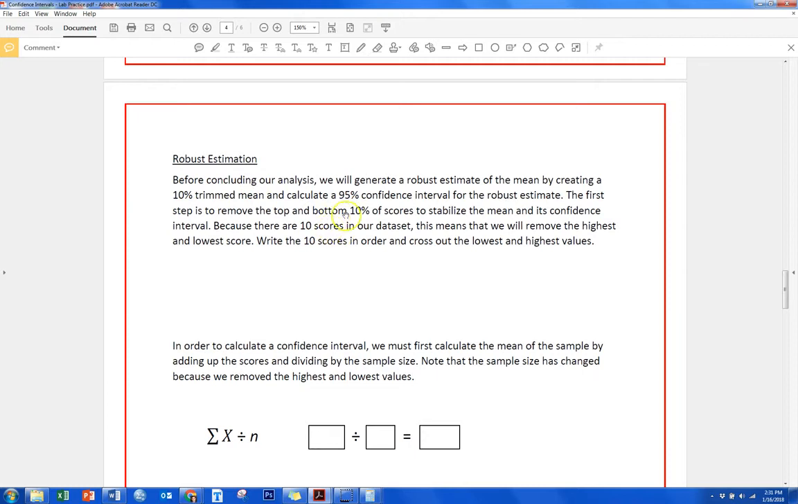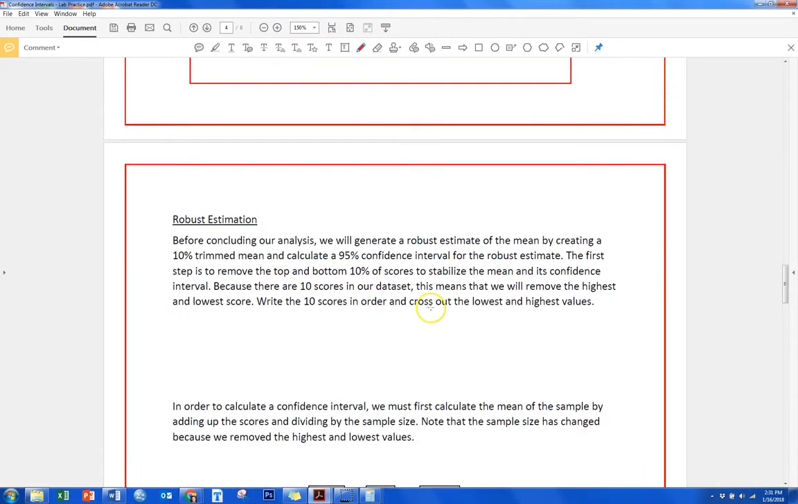One way of calculating a robust estimate of the mean is by using a 10% trimmed mean. So how does that work? The first step is to remove the top and bottom 10% of scores to stabilize the mean and the confidence interval. Now, because there are 10 scores in our data set, this means we're going to remove the highest and lowest score. So first we have to write the 10 scores in order, and you'll get a sense for what this looks like visually. All right, so what were our scores?